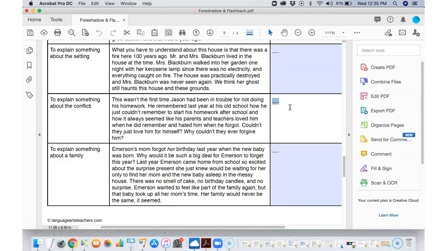Has he told anybody? So maybe if Jason's acting a certain way in the story, it's like, okay, now we know why he's acting the way he's acting. It's because he's struggling with how his parents and teachers love him and how his parents and teachers hate him. They may not even hate him, okay? That's just his struggle.